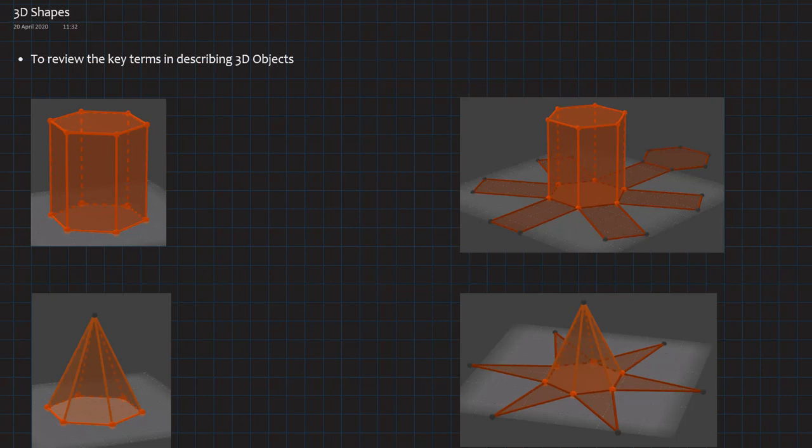In this lesson I'm just going to review some language needed with 3D objects, the types of objects they are, things we need to look at. The reason being, we're going to do some stuff with shapes, their nets, volumes, surface areas, all of those, and I'd like you to be familiar with the language as we go through.